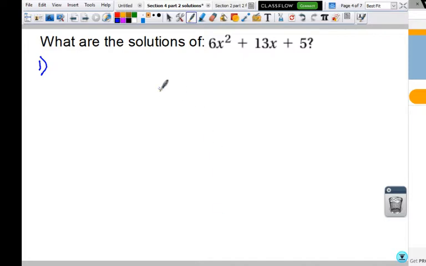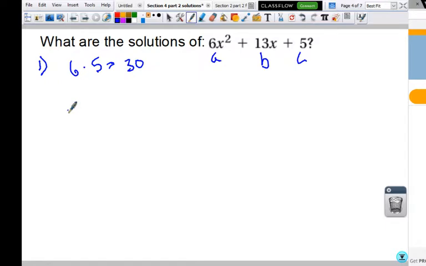A times C. We're gonna do A times C, right? What's A, what's B, and what's C in here? 6x squared, times that one's 13x. So A is 6, B is 13, C is 5. Step 1 is A times C, 6 times 5, which is 30.